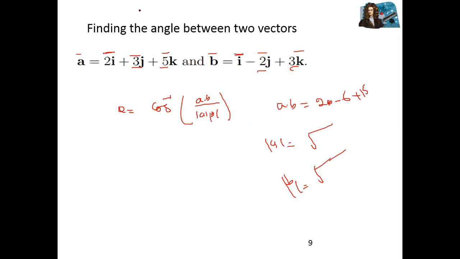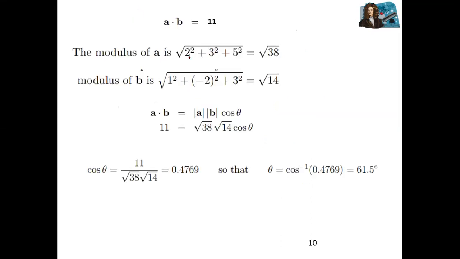Okay, great. You can see here the magnitude of A, the magnitude of B, and we have A dot B. So you can find A dot B is 11, magnitude of A is root 38, magnitude of B is root 14. In this case, you can find the angle between these two, 61.5 degrees.